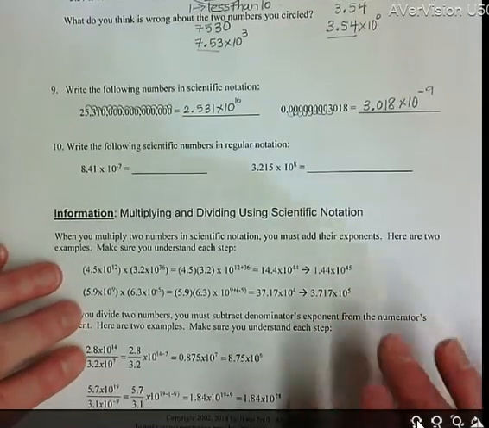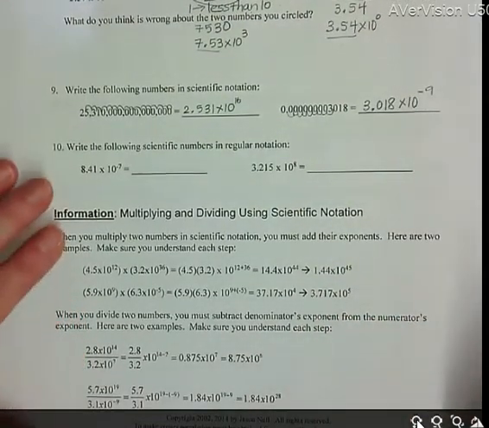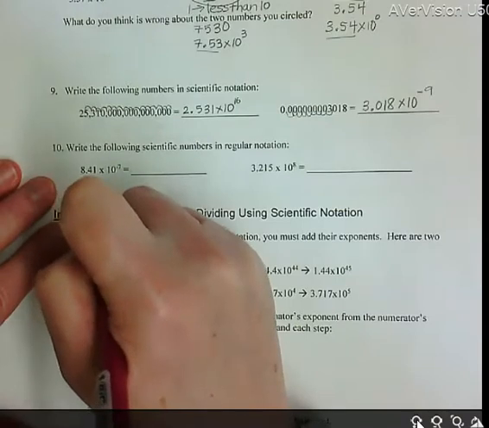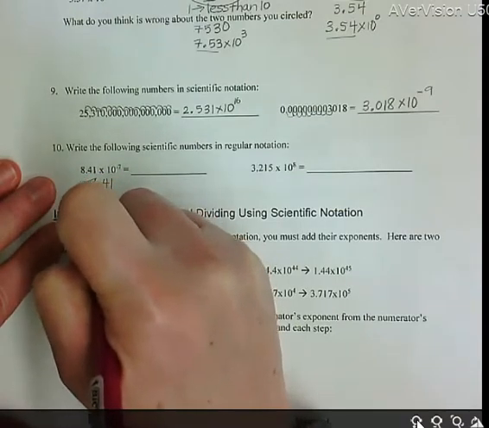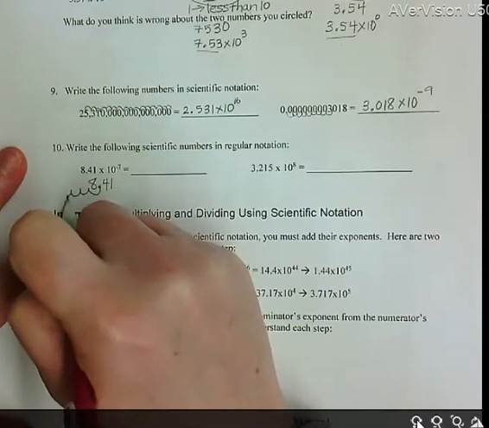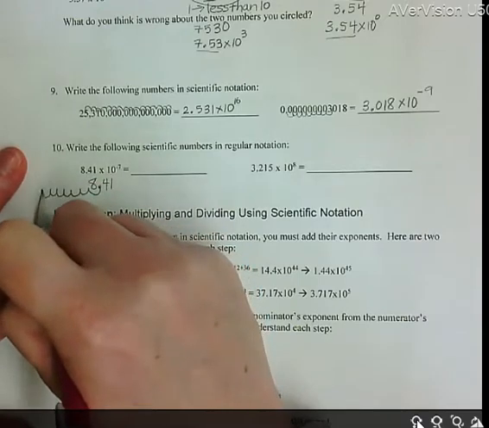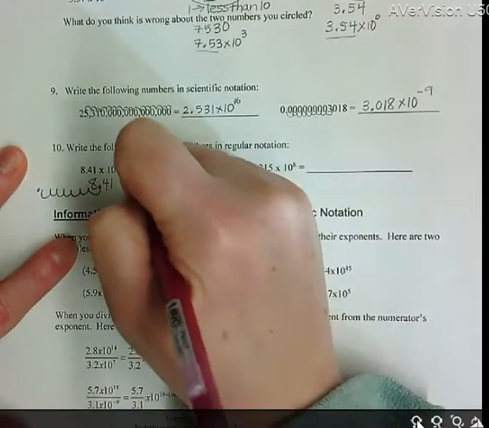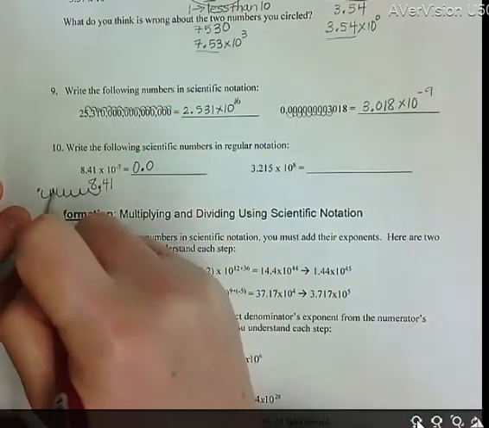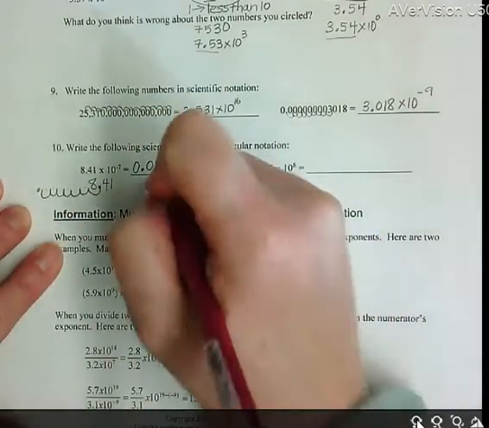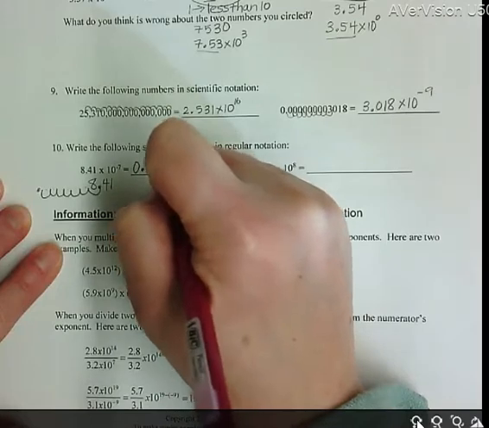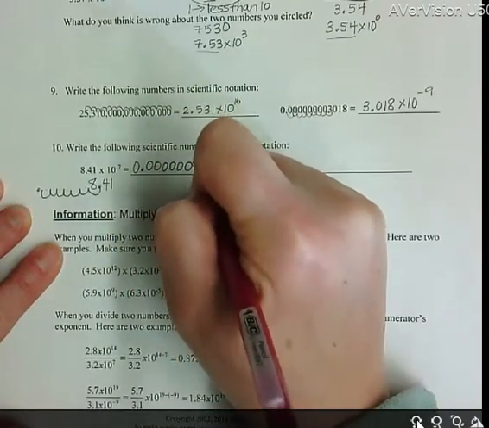Write the following scientific numbers in regular notation. So again, this is saying take this and go 1, 2, 3, 4, 5, 6, 7. So I'm going to have a decimal, and then I'm going to have 1, 2, 3, 4, 5, 6 zeros. 8, 4, 1.